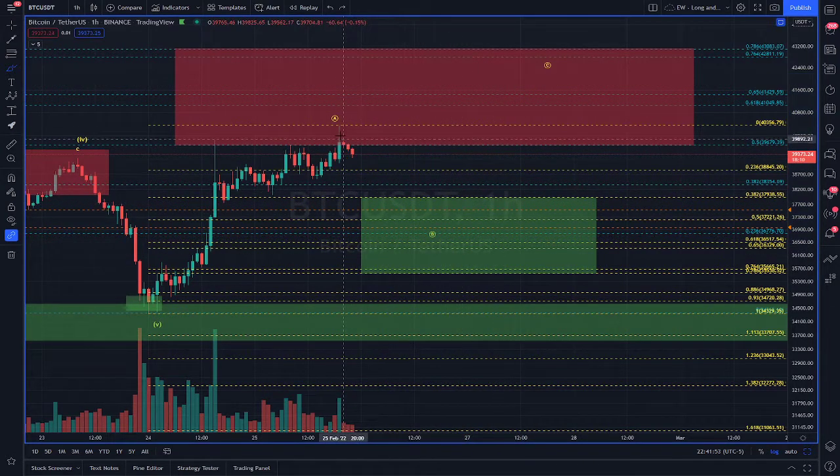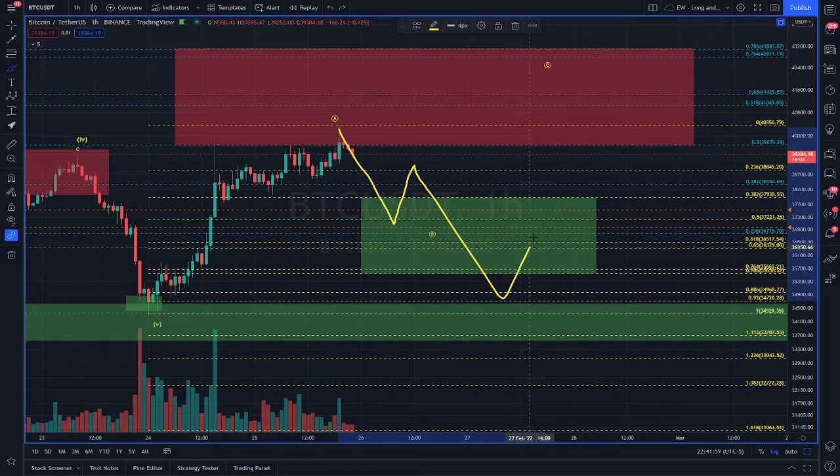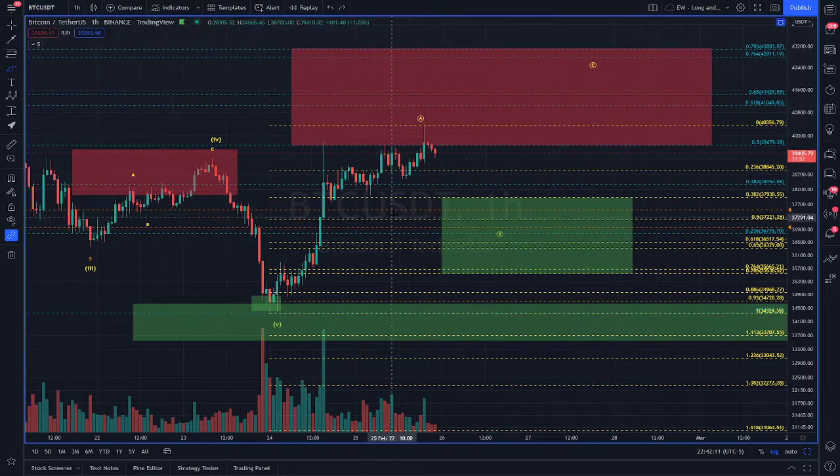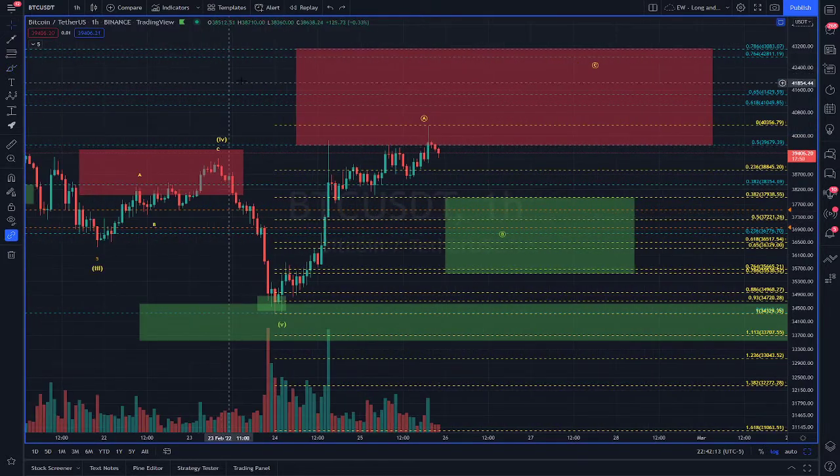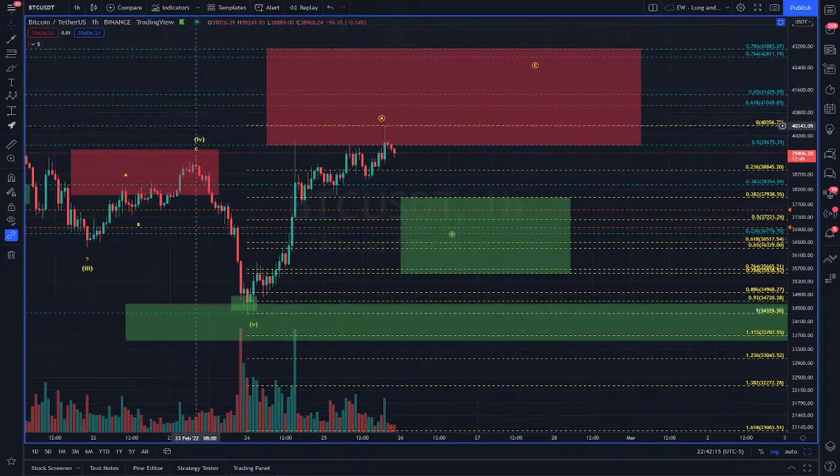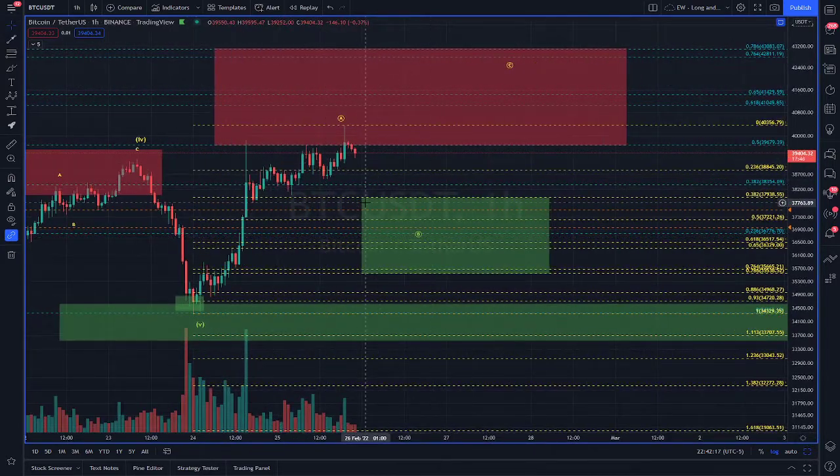Because the alternative is that we're already done with this, and we would then see, instead of three waves, five, and we'd crash through that box, and we'd be making our way to the lower low. So this is why I'm not placing limit orders, because this could already be the top. Okay, so that is kind of the short-term scenario, what I'm looking for.